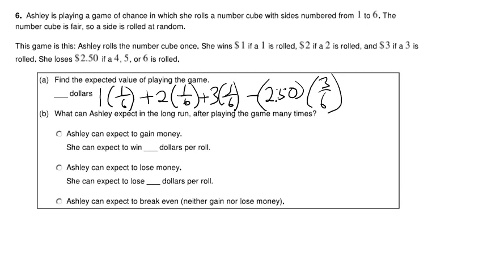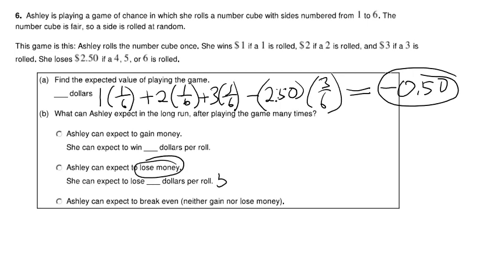So when you do the math, you get a negative 50 cents. So she's expecting to lose 50 cents by playing this game. And that's what's being answered in B. She can expect to lose 50 cents.